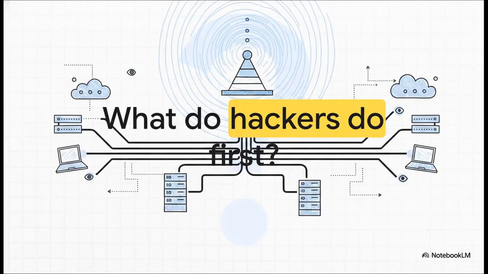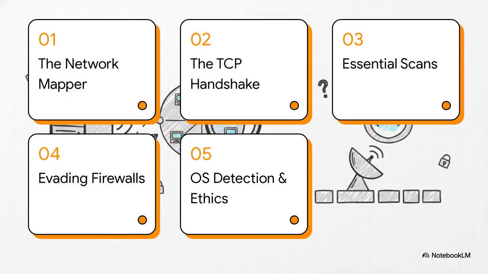all starts. Have you ever actually asked yourself what exactly do hackers do right before they launch a full-blown attack on a network? The truth is, they don't just guess. They meticulously map it out. They look for the open doors and the hidden pathways. This crucial first step is called reconnaissance, and to do it effectively, they need a highly sophisticated radar. That radar? It's Nmap. Here is our roadmap for today.